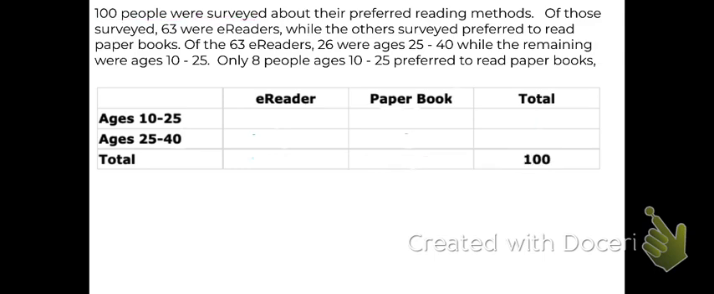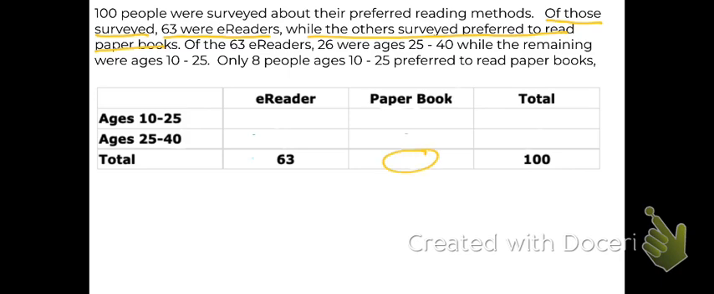The next sentence says, of those surveyed, so of those 100 people, 63 were e-readers, while the others preferred to read paper books. So 63 are e-readers. So 63 total, so total e-readers. If you just pull those down, you see it's right here. So what does that mean? How many prefer to read paper books?